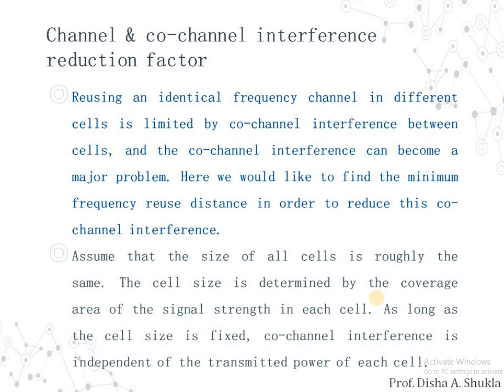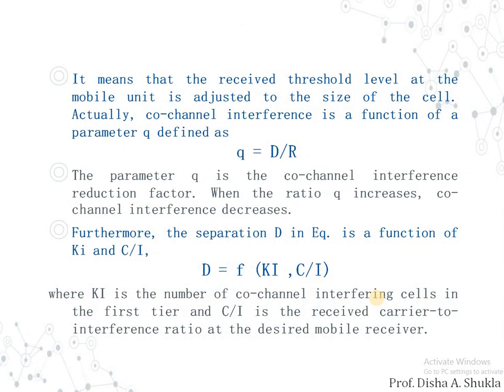Now as long as the cell size is fixed, co-channel interference is independent of the transmitted power of each cell. Here the co-channel interference will be independent of the transmitted power of each cell when the cell size is fixed, because we are assuming that all the cells are roughly the same and their size is fixed. Whatever power a particular cell is transmitting, it will be independent of the co-channel interference. Now what does this mean? So it means that the received threshold level at the mobile unit is adjusted to the size of the cell.